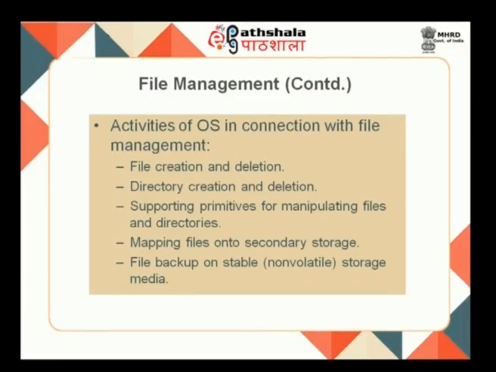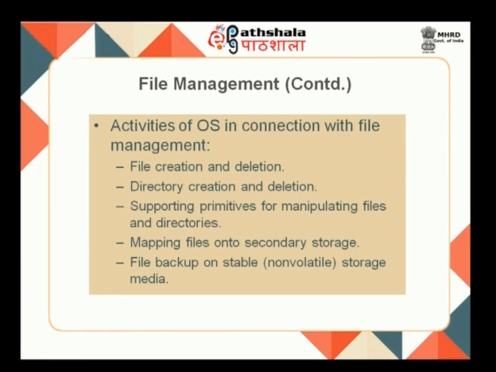When you look at the functionalities of an operating system with respect to files, creation and deletion of a file is done by the operating system, and very similarly creation and deletion of directories are done by operating systems. Then you have different primitives for manipulating files and directories, like reading from a file, writing into a file, and so on. So, a number of operations can be done on a file. All these have support from the operating system.